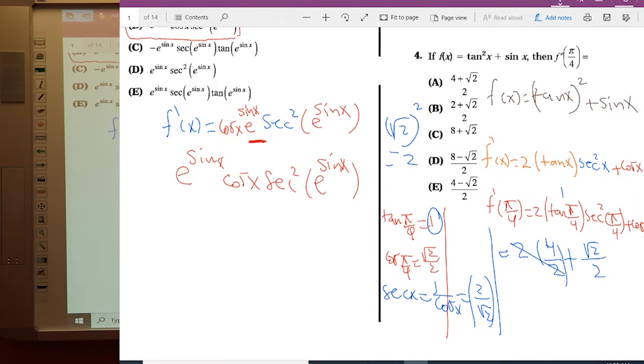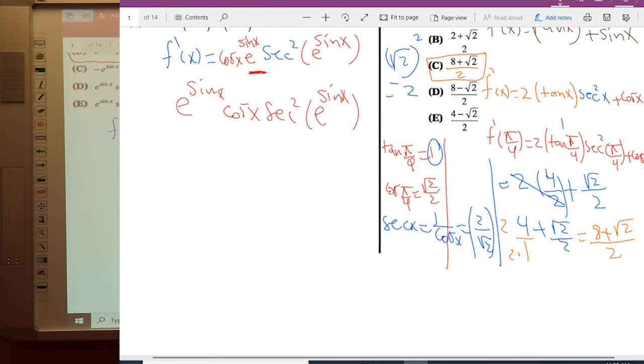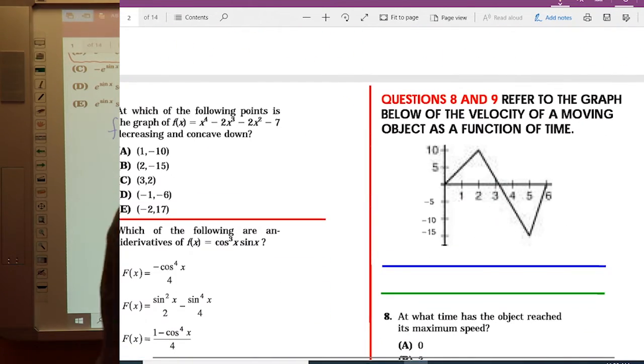Good? Plus cosine, square root of 2 over 2. This cancels, 2, 4, plus square root of 2 over 2. Now again, we have to have the same denominator. 1, 2, 2. Good? It will be 8 plus square root of 2. Now I have the same denominator. 8 plus square root of 2 over 2, which is C. Good.